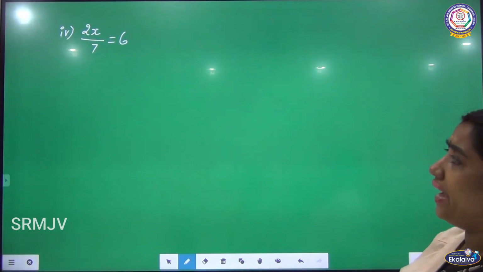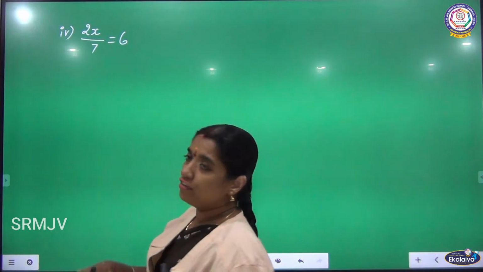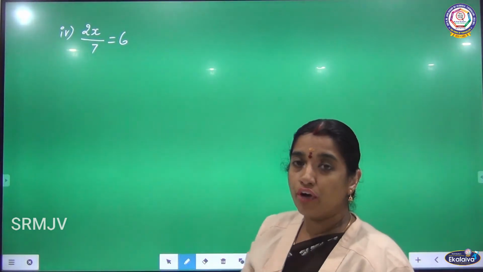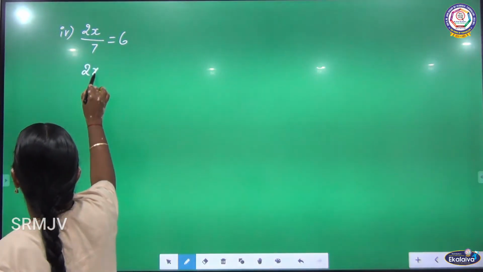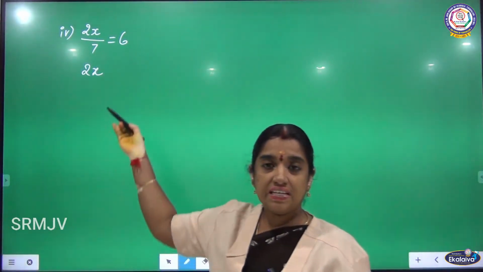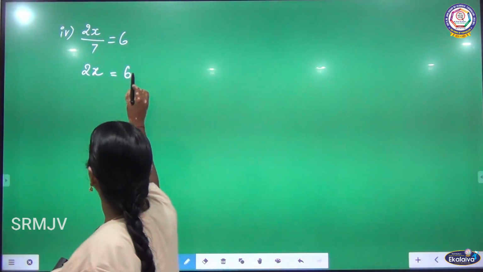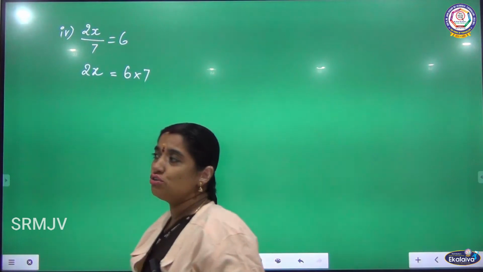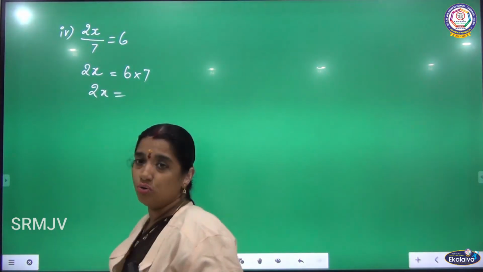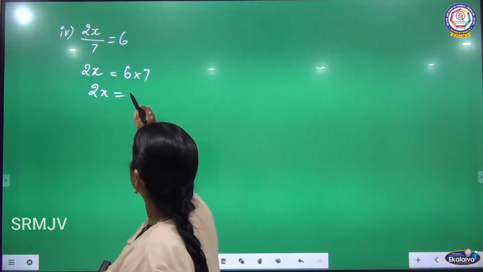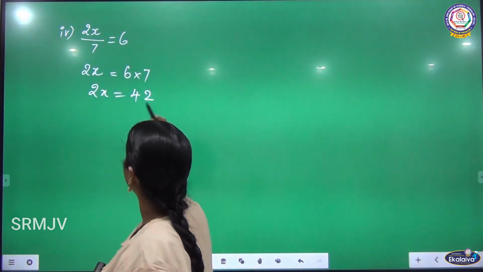Listen. 2x by 7 is equal to 6. Here I am going to find out the x value. I am going to solve this equation. So, listen. 2x, 7 is in the division. So, when it moves this side, it becomes what? Into. So, 6 into 7. So, 2x is equal to 6 into 7. 6 sevens are 42.